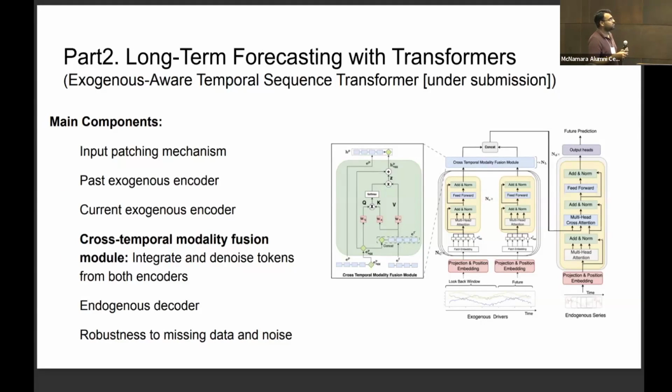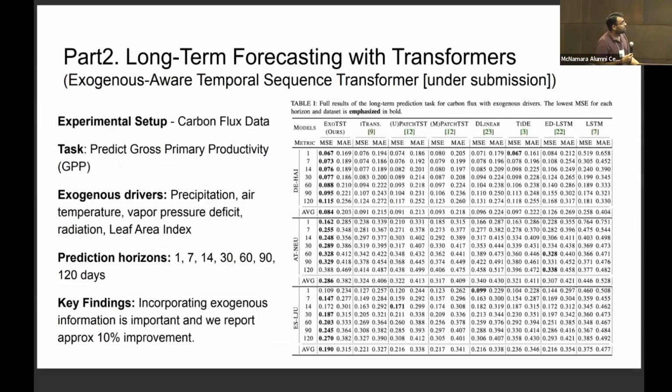And then we have this cross-temporal modality fusion to fuse them. And then we feed them into a decoder in order to get the future forecast. And in the work, we see that if we are able to do this, and if we are doing 120 days ahead future prediction, then as compared to LSTM and encoder-decoder LSTM, which consider both the present as well as the X, and as well as PatchTST, we are able to beat the baseline.